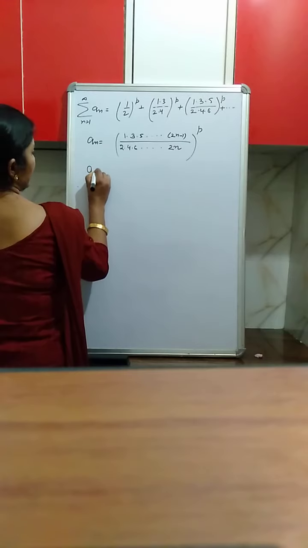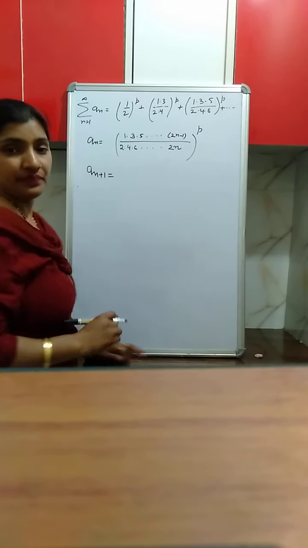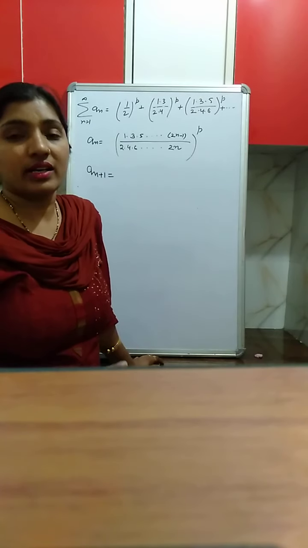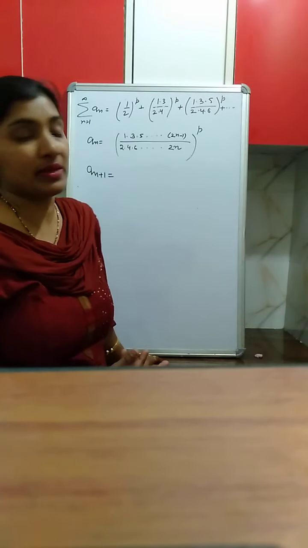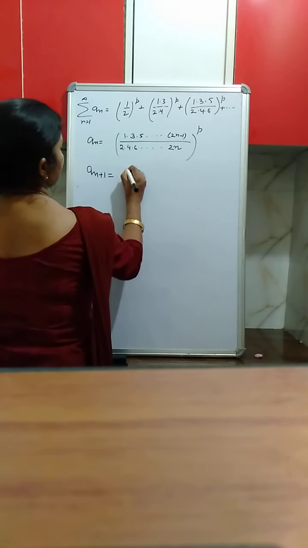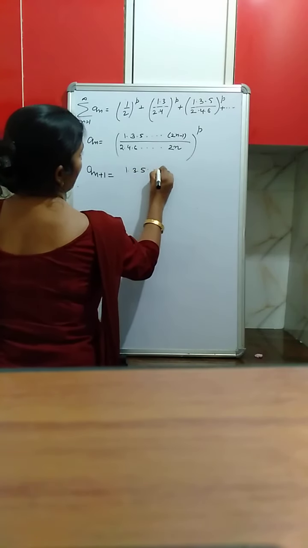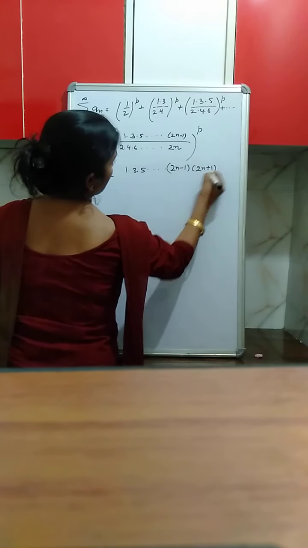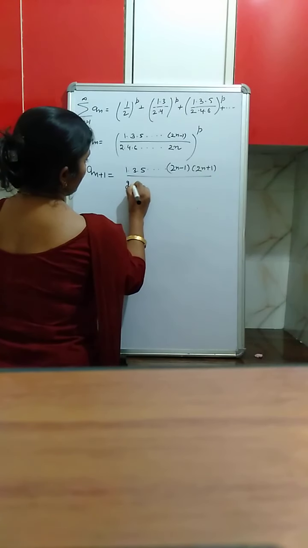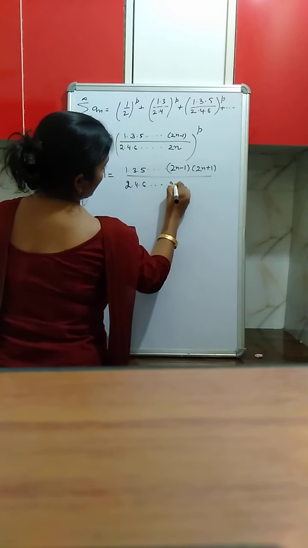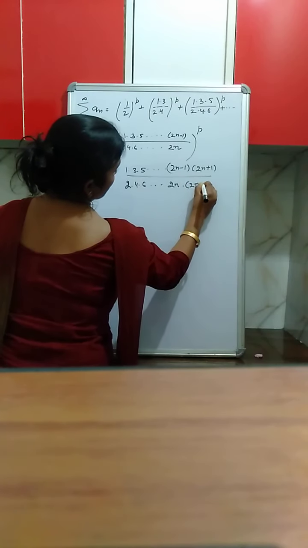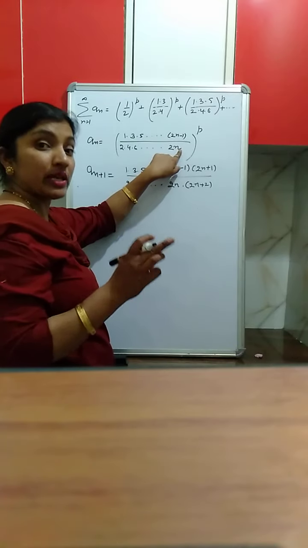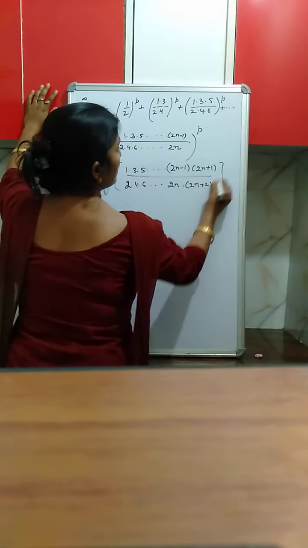Now, in the Gauss test, in every test, whatever the test, whether it is ratio test or Raabe's test or logarithmic test, first we want to find an upon an plus 1. So let us write an. Then an plus 1 is 1 into 3 into 5 into 2n minus 1, then 2n plus 1, upon 2, 4, 6, 2n, and the next term is 2n plus 2. Replacing n with n plus 1, we get 2 into n plus 1, that is 2n plus 2, and whole raised to the power p.